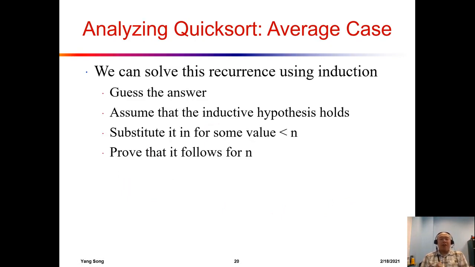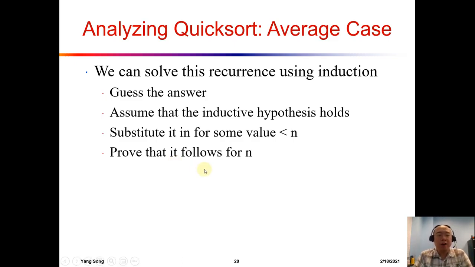So we are going to use induction here. At the very beginning of this course you hated induction, and now this is a perfect time to use it. For this induction, we want to prove that for the average case, the time complexity of quicksort is still O(n log n). Our process will be, number one, we want to guess the answer. After we have the guess, we assume the induction holds, and then we substitute using a small value, and then we prove that for the higher value, this assumption also holds.